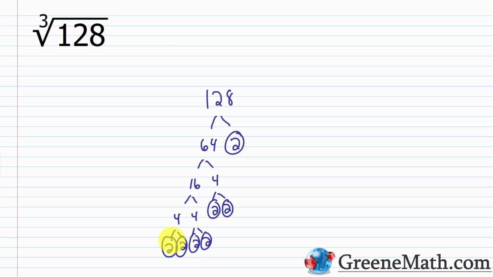Now, if I want the cube root of something, I am looking for factors of this number right here, of this radicand, that are going to be a perfect cube. Meaning the cube root of the number is a rational number.